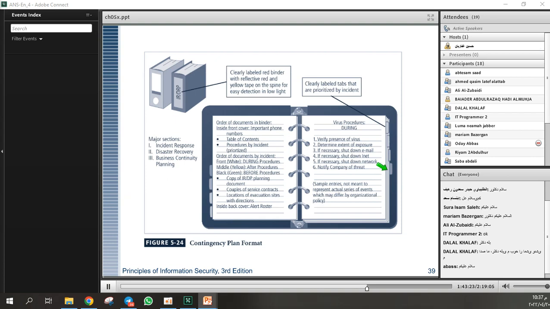Or for example, here, inside this document, you can see some labels. I'm looking for something, for example, in the case of fire. Using this label, I can go directly to the fire section. This is the fire section, and write that section. What should I do right now? In the case of an incident, in the case of a disaster.